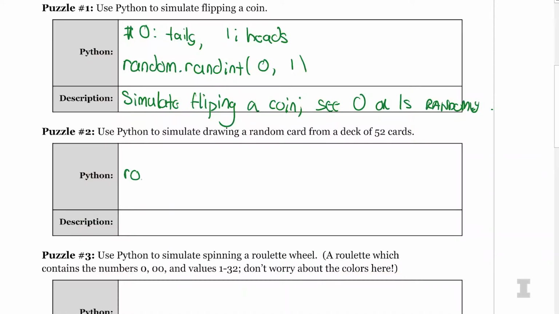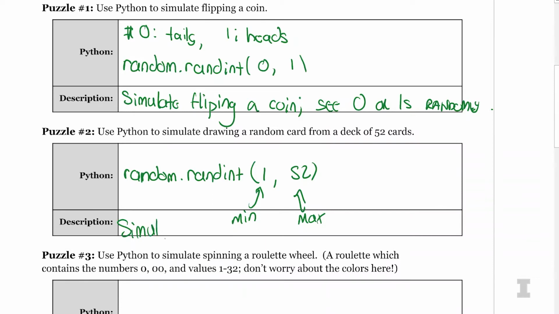So to randomly draw a card with a number, we can simply say random.randint(1, 52), where again, 1 is the minimum value I'm choosing and 52 is the maximum value I'm choosing. And this will simulate drawing a card by using the range 1 to 52. Because this is quite a big range, I'm going to expect that it's going to be very unlikely for us to see the same number twice.